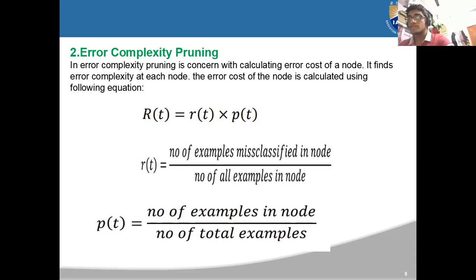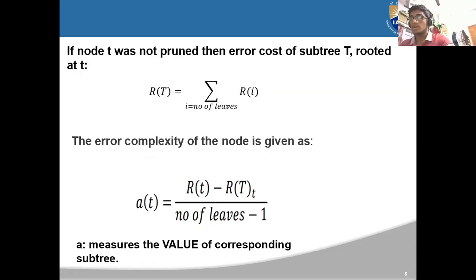So basically it is used to find the maximum error complexity at each node, whether we perform pruning or not. The error cost of the node is calculated using this equation: R of t equals small r of t times P of t. Now, if a node t was not pruned, then the error cost of subtree T rooted at t, capital R of T, is equal to the sum over i equals 1 to the number of leaves of R of i. The error complexity of the node is given as A of t equals capital R of t minus capital R of capital T, divided by the number of leaves minus 1. Here A measures the value of the corresponding subtree.